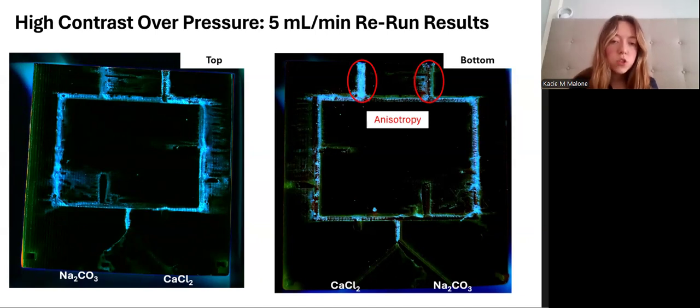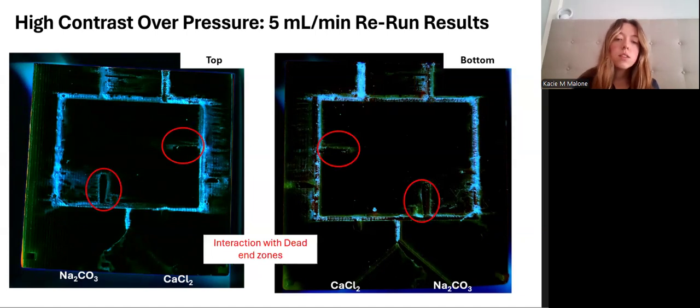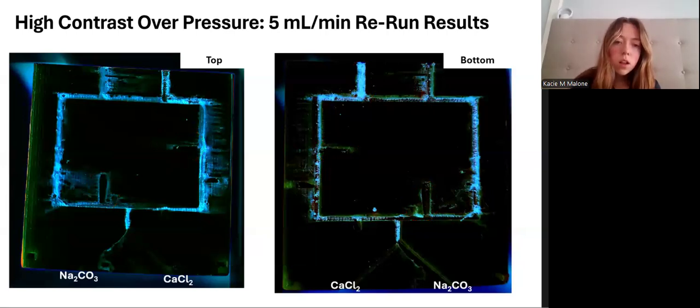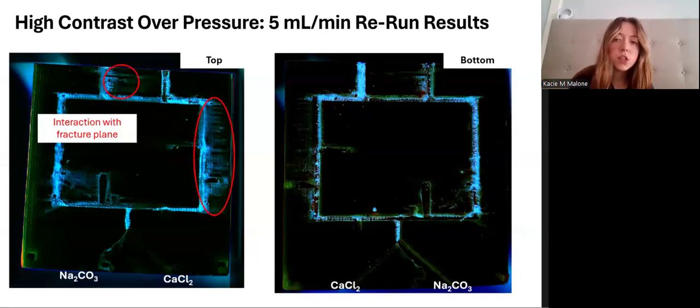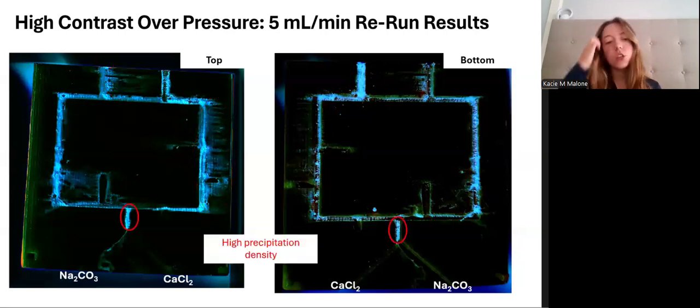within this geometry design. Additionally, we see that there is some fluid flux into these dead end regions. Basically, it is indicated by the presence of precipitate within these regions. So we can assume that fluid is interacting with these features. Although most of the precipitation is kept dominantly within the channel designs, we do see that there is slight interaction with the fracture plane for this overpressuring experimental run. And finally, we see a high precipitation density at the convergence channel of the two fluid inlets.